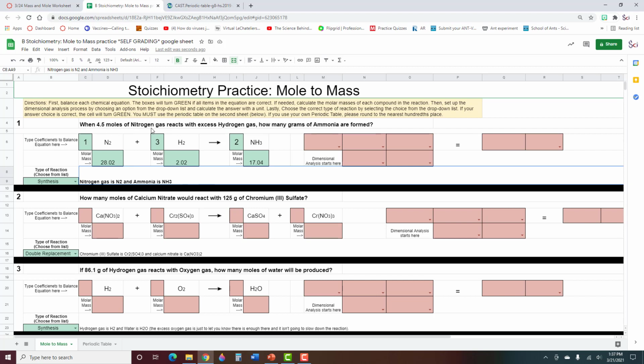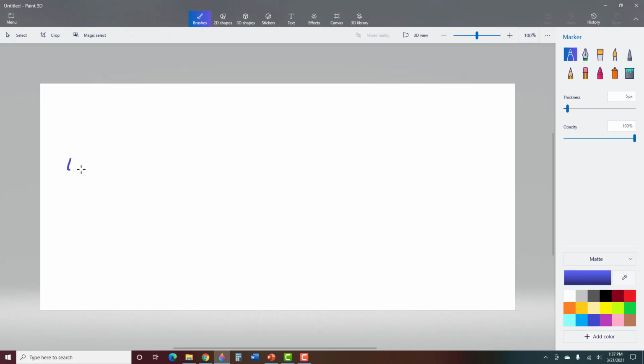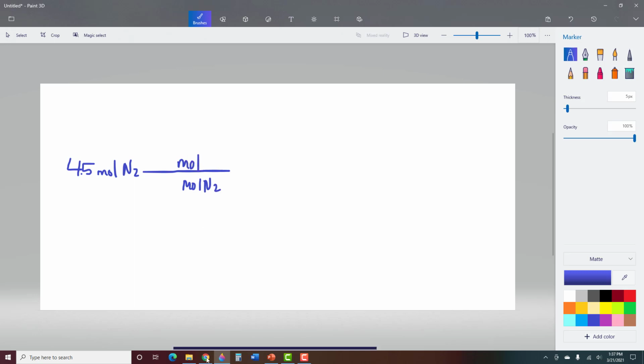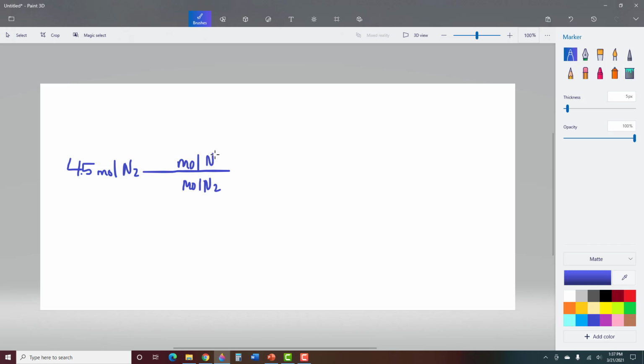So I start with my 4.5 moles of nitrogen gas, which is N2. Draw your division bar. Take your starting unit, moles of N2, and put it on the bottom. Then I'm going to be converting into moles of the other thing they asked me for, which was ammonia, NH3. So the top here should be NH3.